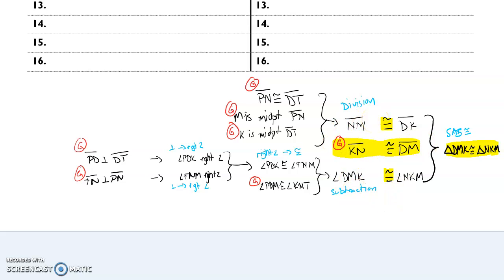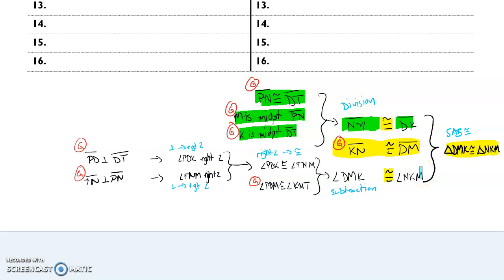Now, I then had to look back and see what else was true. Well, we talked about how segment NM was going to be congruent to segment DK through the division property. What am I dividing? Well, I had the given of my congruent segments PN and DT combined with my 2 midpoint statements. These segments, NM and DK, are now divisors of congruent segments. That's the division property.